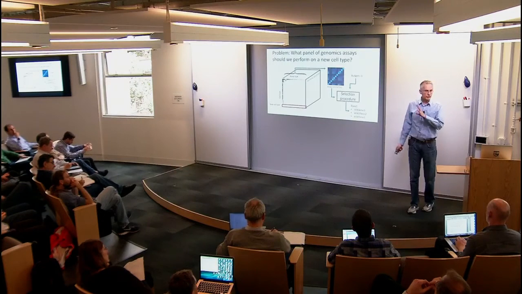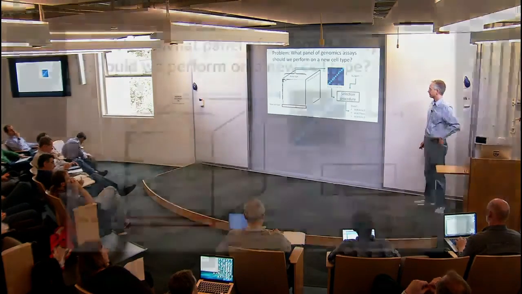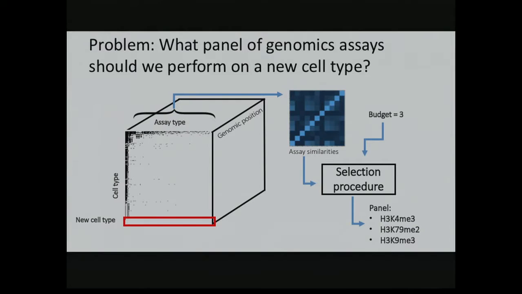Okay, so let's talk about this particular problem. We're trying to decide what panel of genomics assays we should perform on a new cell type. Imagine I've drawn this now as a tensor. You've got genomic position going back this way, and here are all the experiments that we've done. We're getting some new cell type. What we're going to do is first compute a matrix of assay similarities, and then given some budget, maybe in this case the budget is we can afford to do 3 assays, have a selection procedure, and then get out our panel.